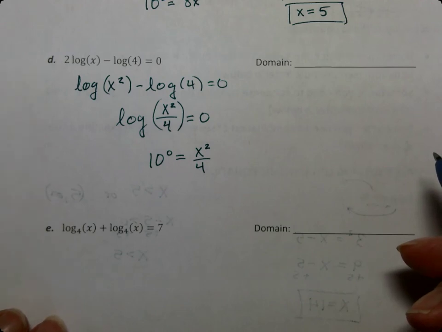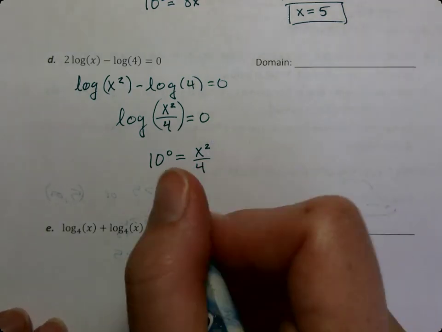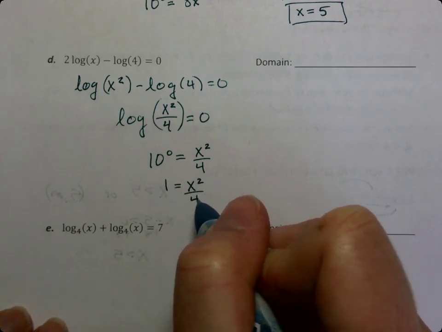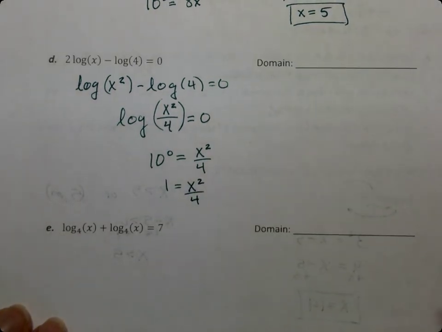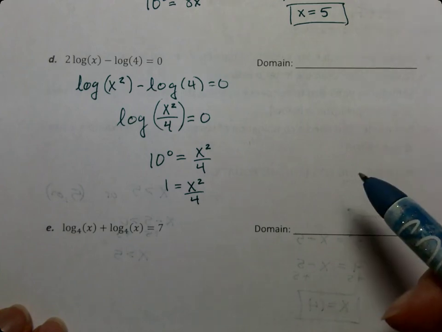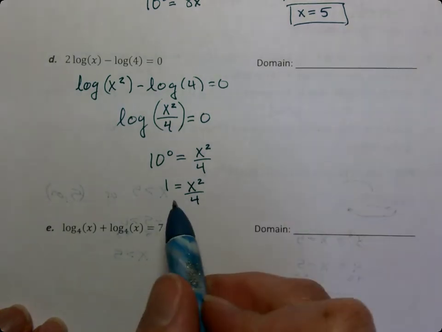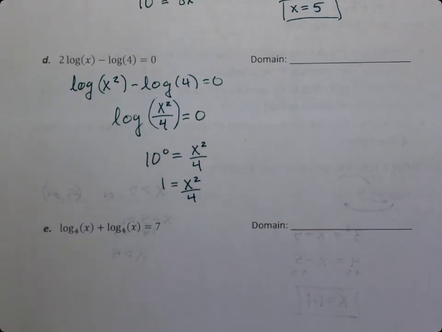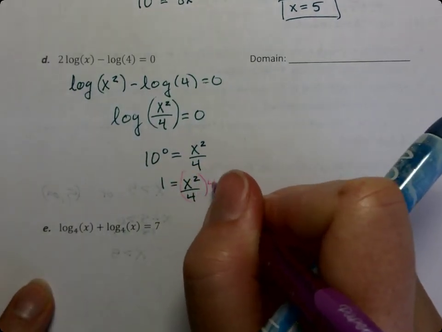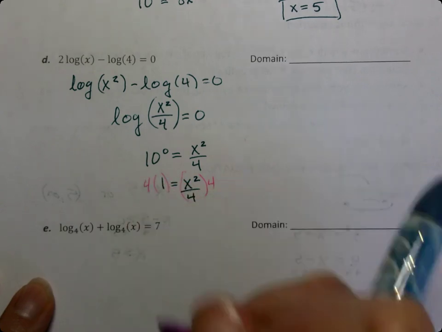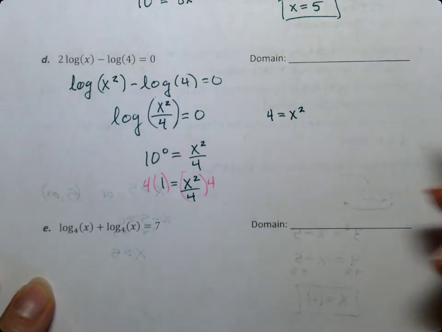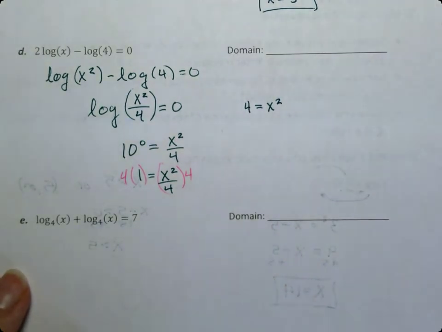What's anything to the power of 0? Okay, so anything to the power of 0 is 1. That's important. Okay, so x equals 2. Well, okay, hold on here. Now, I need to get this 4 out of the denominator. So I'm going to come in and multiply out by 4. There's a little element that we need to consider here. So I have 4 equals x squared. There it is.